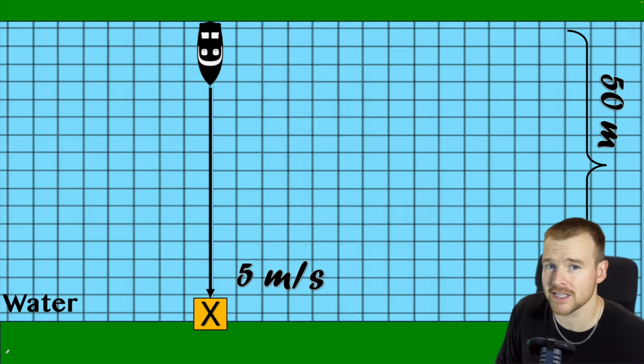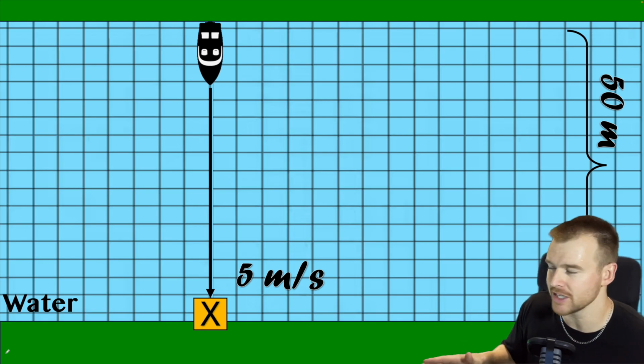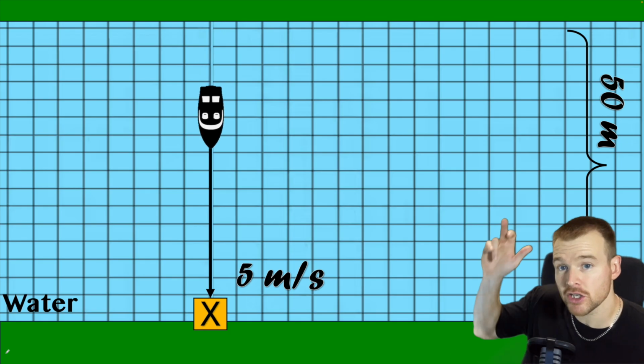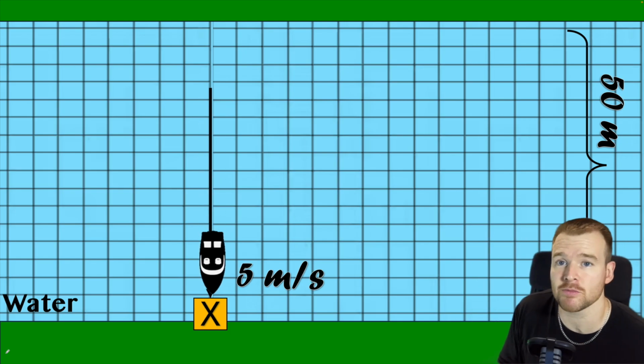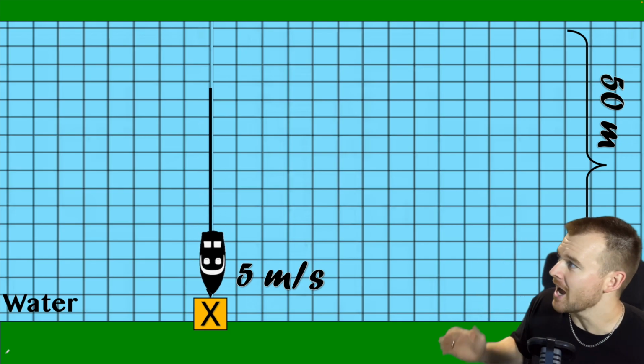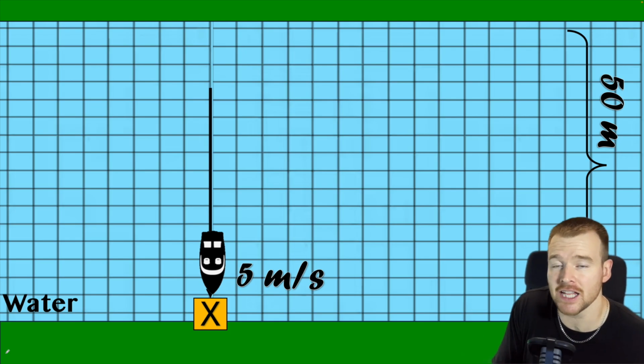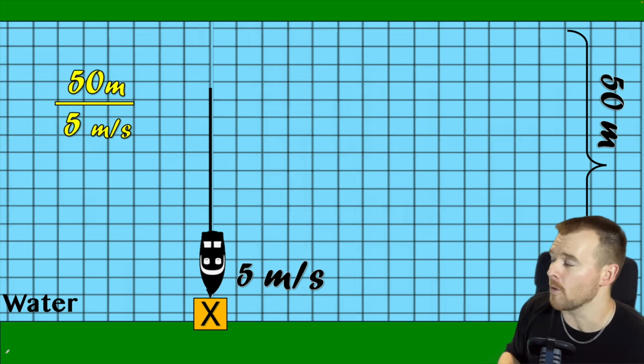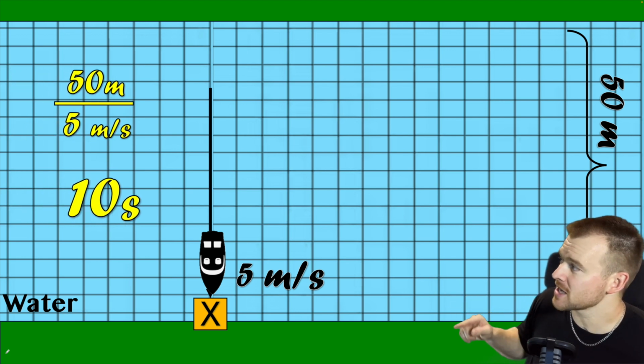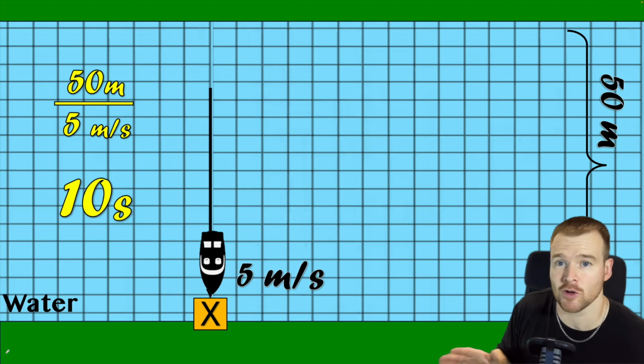Let's start with a super basic scenario where the water is not moving. It's just like a still lake, and the boat's going to drive down at 5 meters per second. And the width of this lake is 50 meters. The question might ask, how long does it take to get to the other side of the lake? Not too bad a question. We go 50 meters at 5 meters per second. It should take 10 seconds to cross the lake.